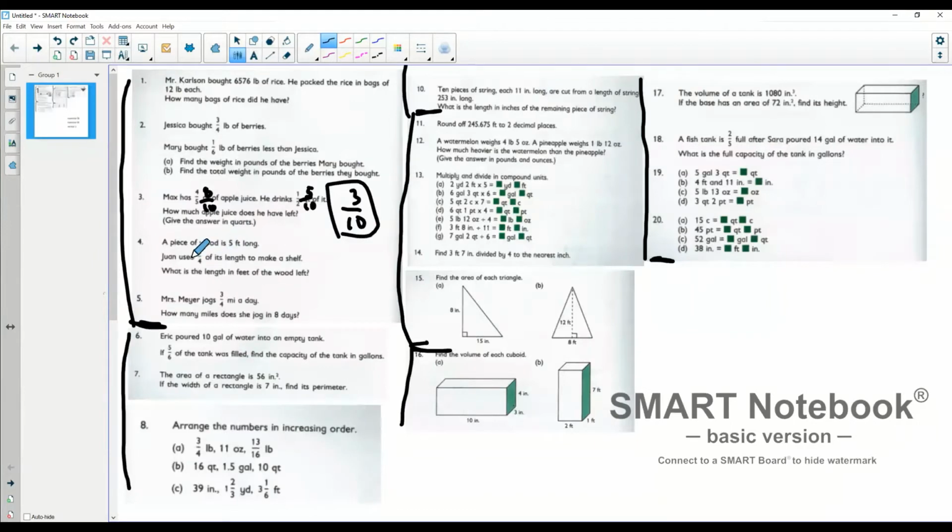It's 5 foot and he uses 3/4. That means he should have 4 1/4 left. And then if he jogs 3/4 in a day, for 8 days, you multiply it by 8. If you multiply it by 8, you can cancel it. So you get 6. So those are the answers to 3, 4, and 5. You both got 1 and 2 correct. So move on to 6 through 10. Once again, we're skipping 9. If you're working in the textbook, skip number 9.